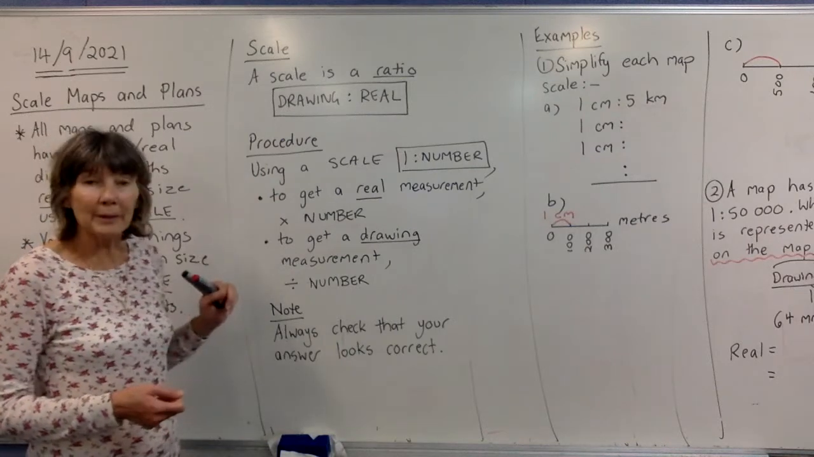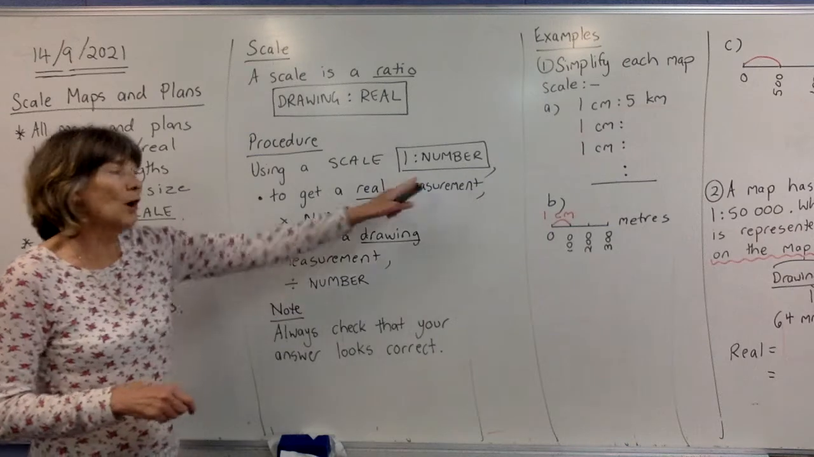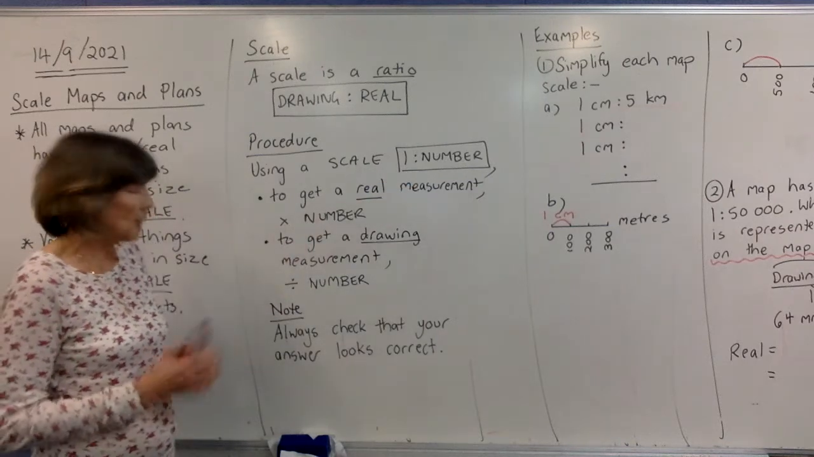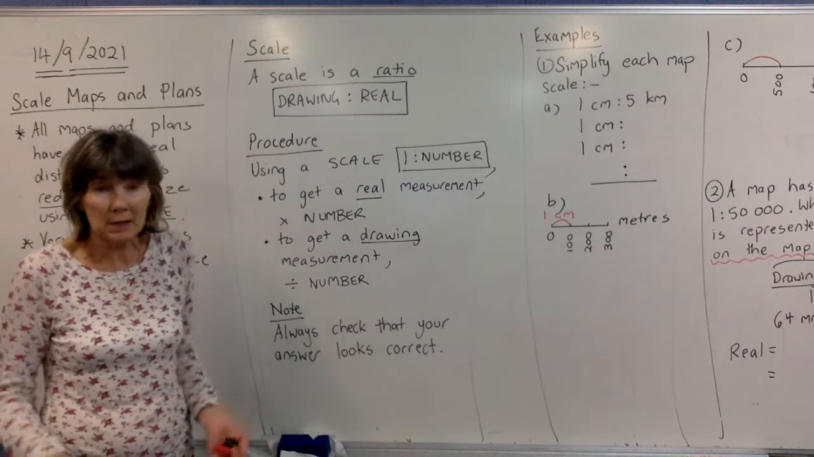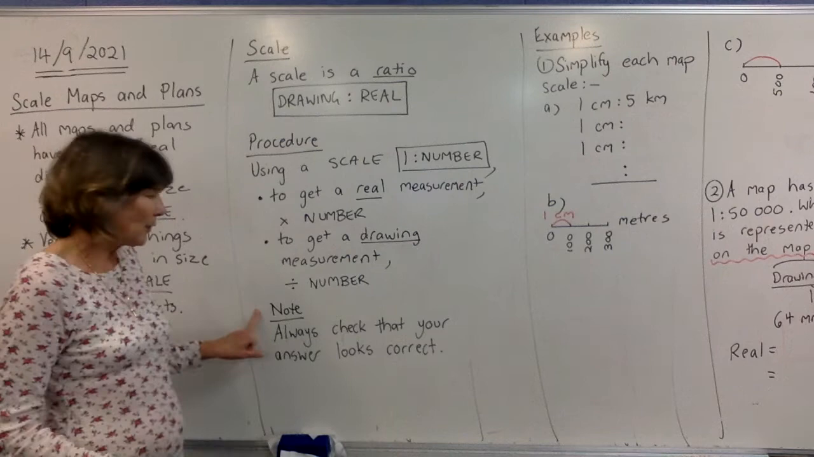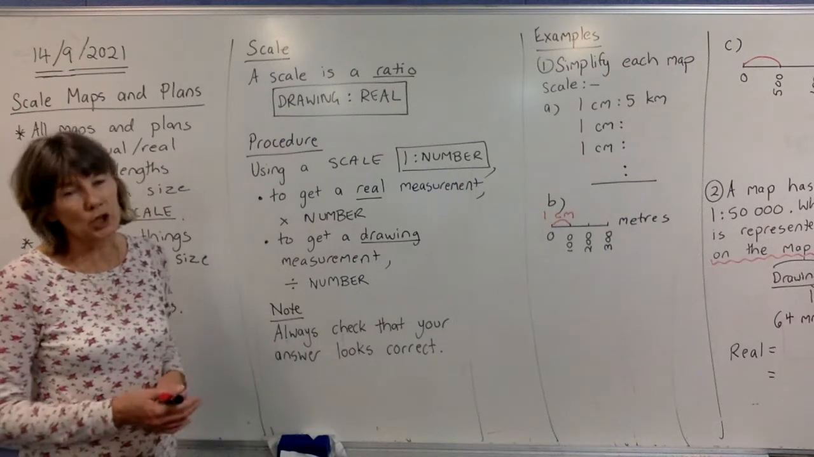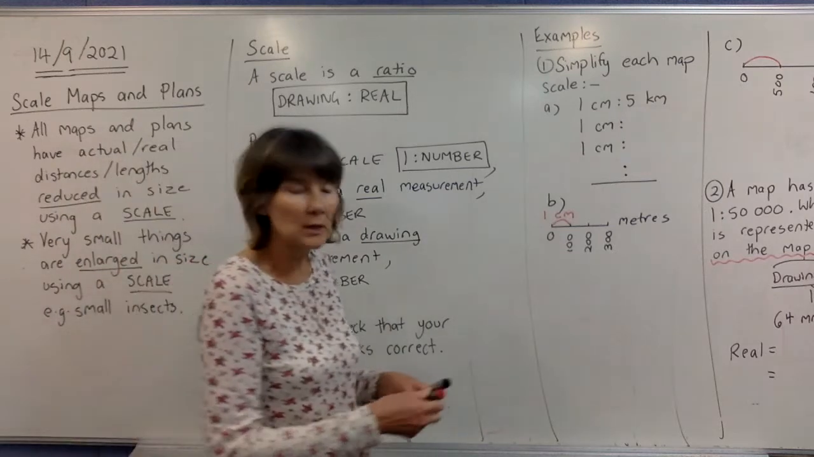To get a drawing measurement, so you can scale it down to draw it, you need to divide by that number. Okay, so it's pretty easy. You're either timesing by it or dividing by it. If you're not sure in a test, it's a 50-50 guess on which one you're doing. At the end though, it's always a good idea to check that your answer looks correct. Okay, so let's have a look at these first ones.